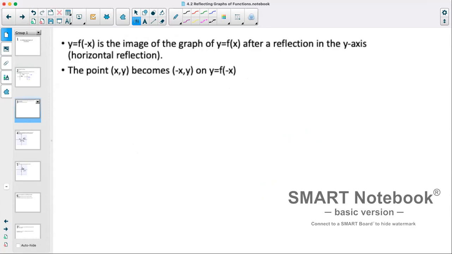Now, if we have the negative inside our function, it's instead going to reflect it over our y-axis, which is referred to as a horizontal reflection. Now, for our horizontal reflection, our y values are going to stay the same, but our x values are going to change to the opposite sign. So let's just draw out a couple of examples.